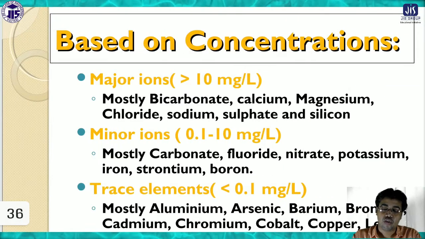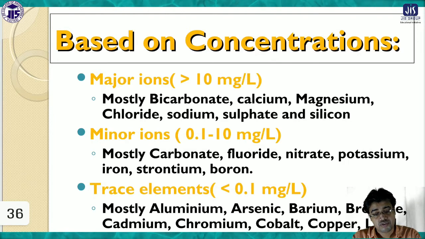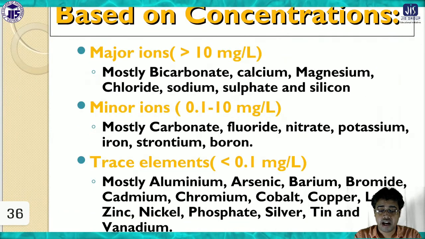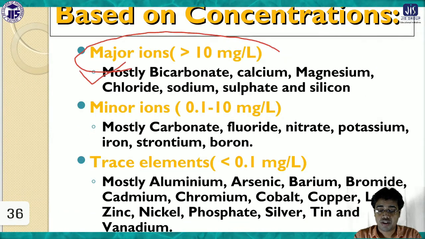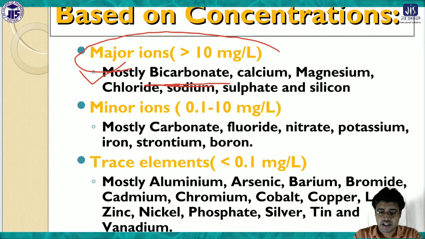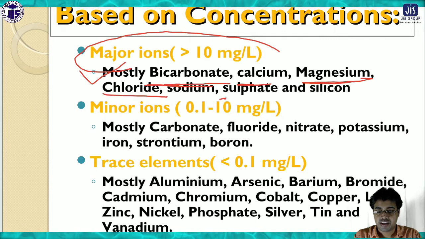So based on the concentration, major ions are mostly bicarbonate, which is dissolved in the water. Generally it produces hard water. It's bicarbonate, calcium, magnesium, chloride, sodium, sulfate, silicon. All are included as the major ions.